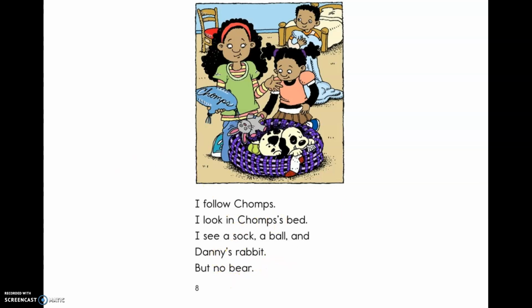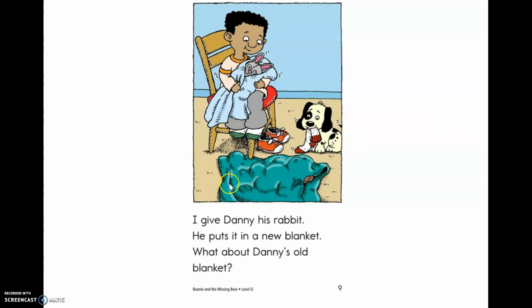But no bear. I give Danny his rabbit. He puts it in a new blanket. What about Danny's old blanket?